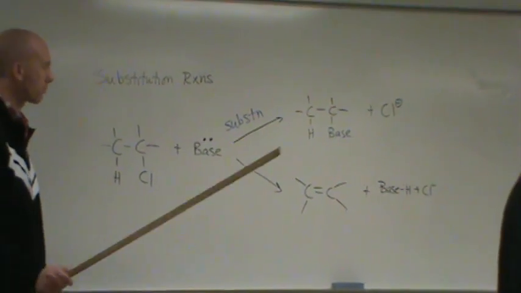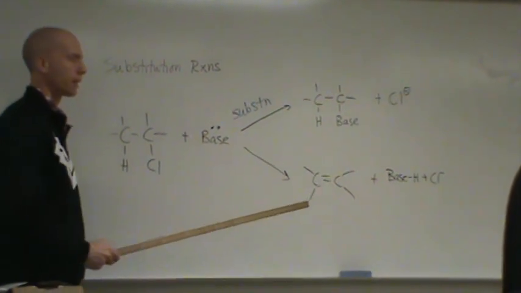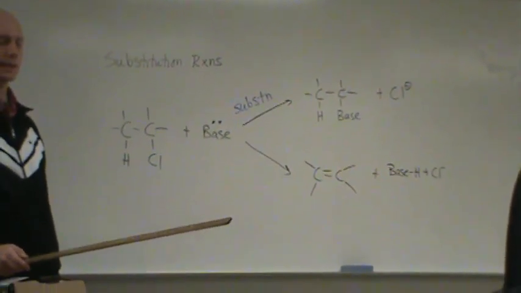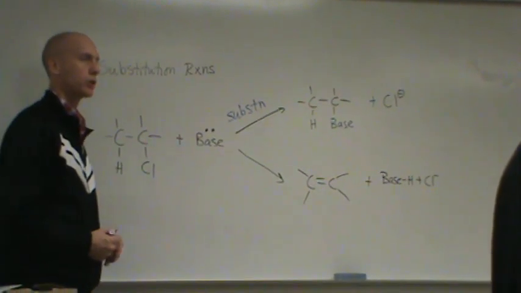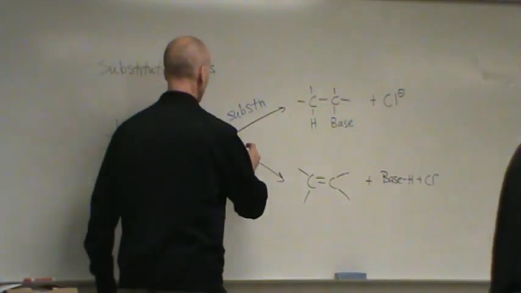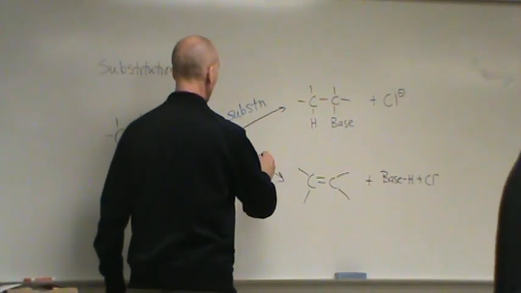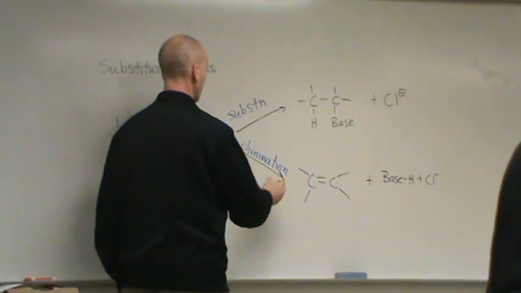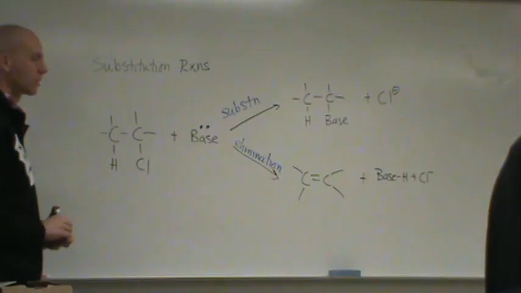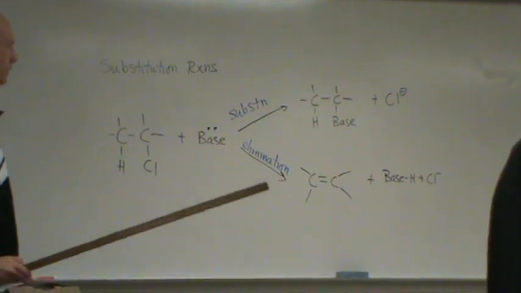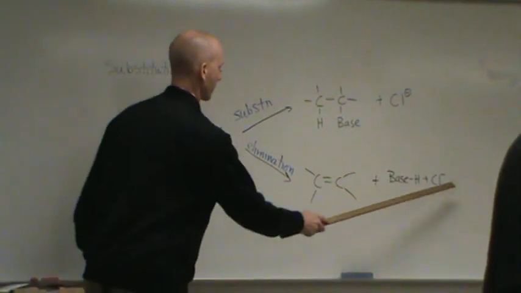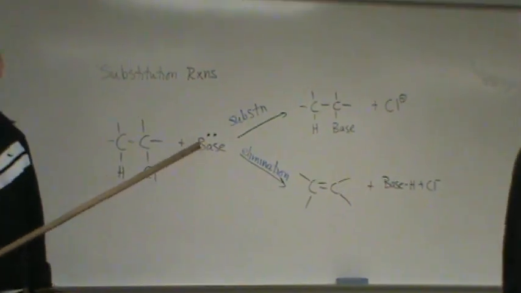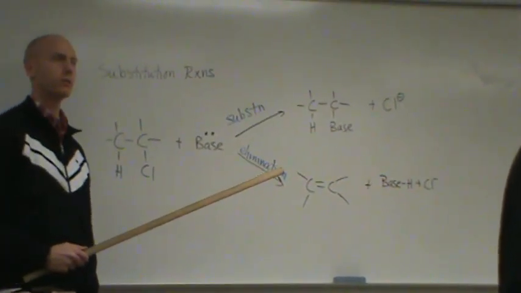Where here, you end up forming a double bond. Okay. Anybody know what we call this reaction? Elimination. An elimination reaction. Okay, because what we've done, if you take a look, we've eliminated H and Cl. Okay, they're gone, and I formed a pi bond in there to give me a full double bond.